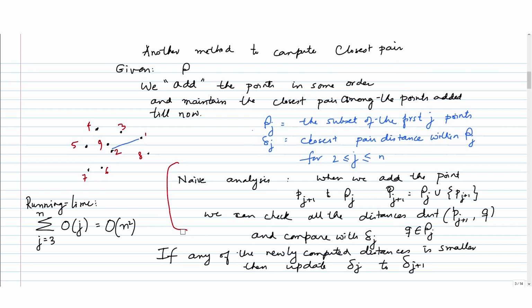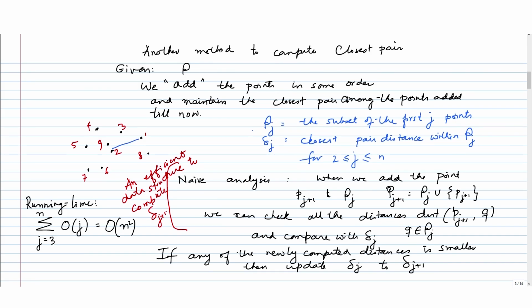when we add the point pj plus 1, we can check all the distances in this naive brute force manner. But what we really need to find out is that we want to design an efficient data structure to compute this. So we'll replace this by some kind of data structure trick now.